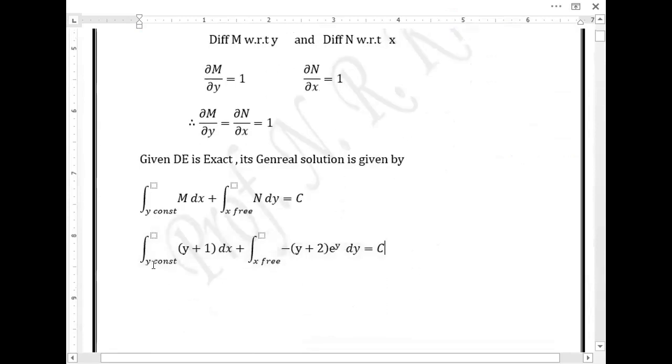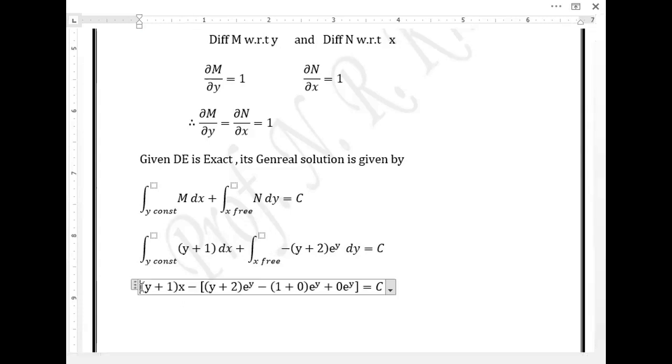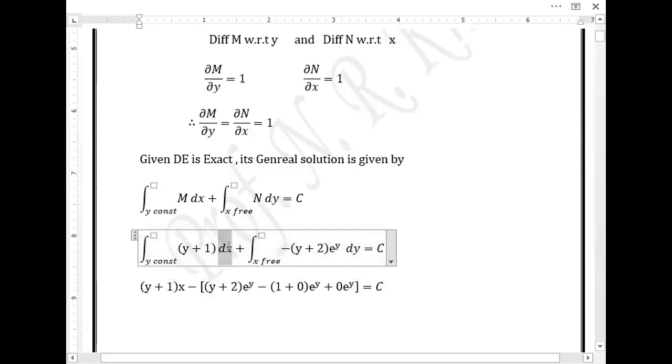The first, the y is constant. So y plus 1 is also a constant. We are taking that constant outside the integration. So we can find the integration of y plus 1 with respect to x, which is x. The integration of dx becomes x.